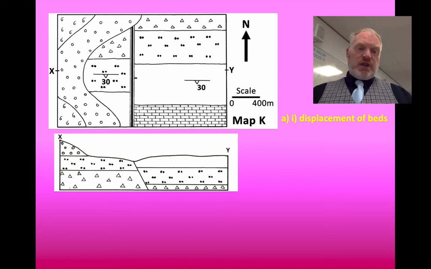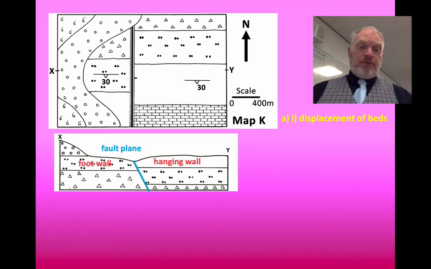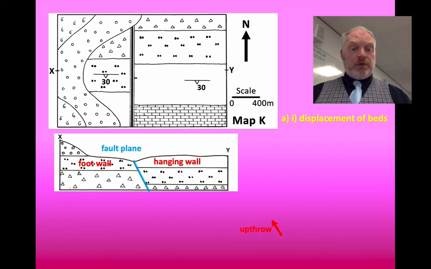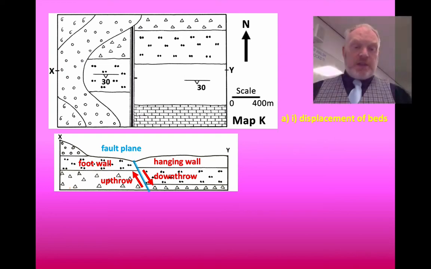The second question then asks you to label up some of these key features of the fault on the cross section. So we've got the fault plane down there where we have the displacement occurring, the footwall below the fault, the hanging wall above the fault, and then our relative movement directions of the upthrow on the X side and the downthrow on the Y side. This fault then must be a normal fault because the hanging wall has been downthrown.